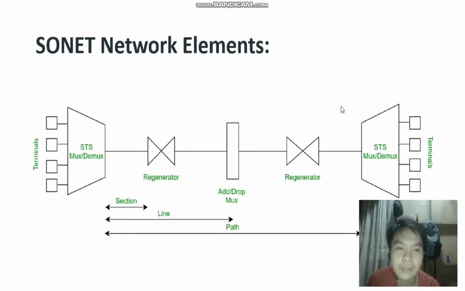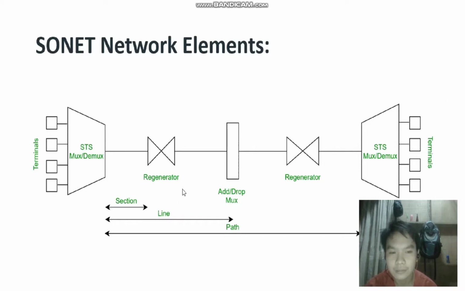Then after the regenerator, we go to the STS demux. The STS demultiplexer demultiplexes the signal, and it is the reverse process of the STS multiplexer. The STS multiplexer converts from electrical to optical, but now in the STS demultiplexer, it is from optical to electrical signal. It converts our signal from optical into electrical signal. Then it goes to the output terminal.